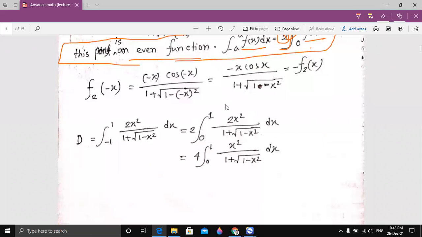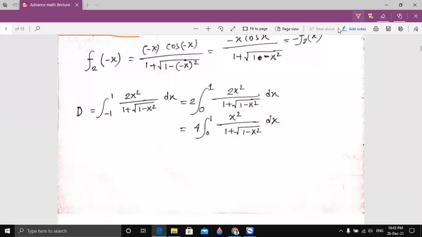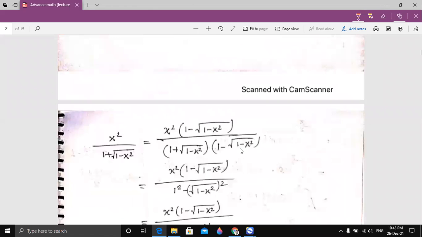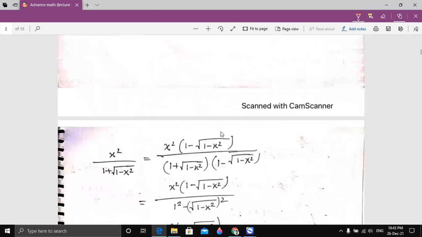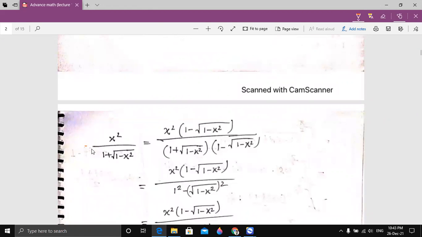So ultimately the answer will be, you can also just take this 2 out, right? So 2 multiplied by 2 is 4, and we have the integration of 0 to 1 of x square by 1 plus root over 1 minus x square dx. So now we have to calculate this part. Okay, so this part here, we are calculating this part here.